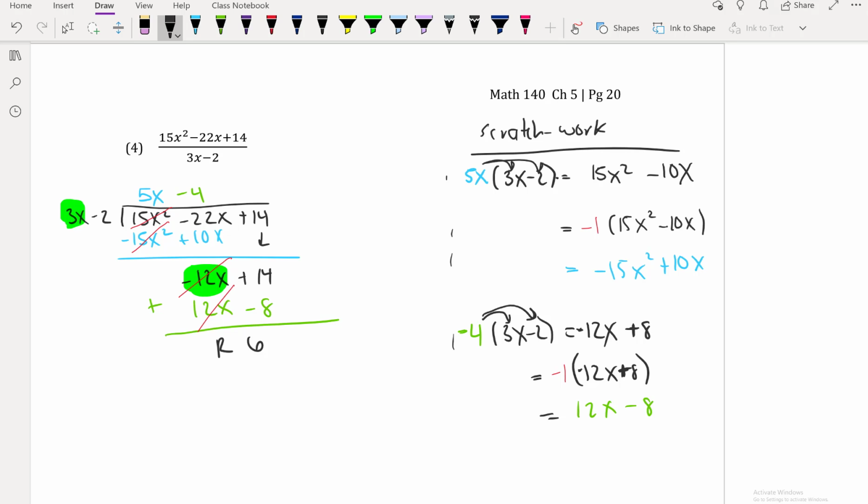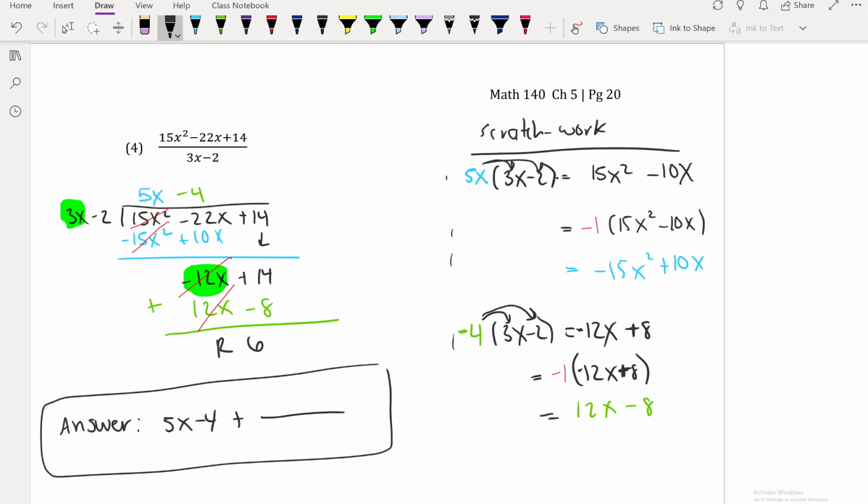So I'm going to go ahead, and my answer is going to be 5x minus 4 plus, and if I'm going to rewrite it, my remainder, remember, whatever this is, the remainder, it's going to go in the numerator. So there's my numerator. And whatever I divided by, that 3x minus 2, that's going to go in the denominator, 3x minus 2, because that is what you divided by.